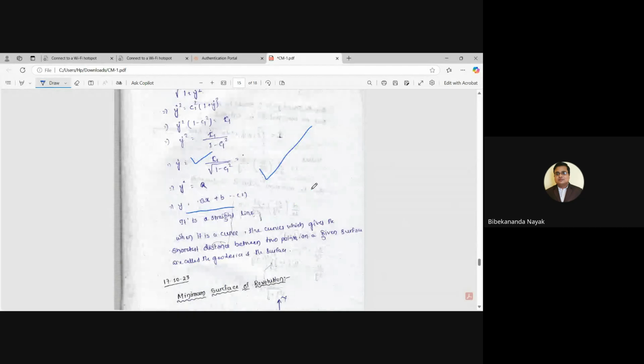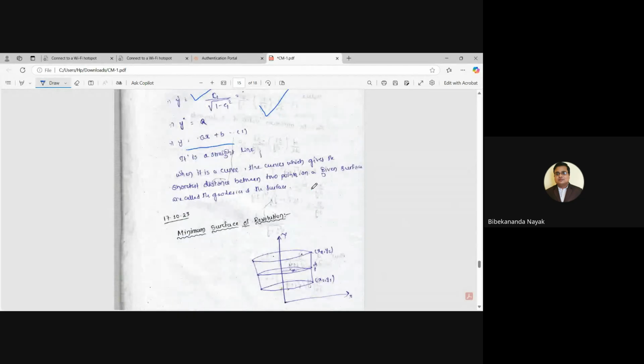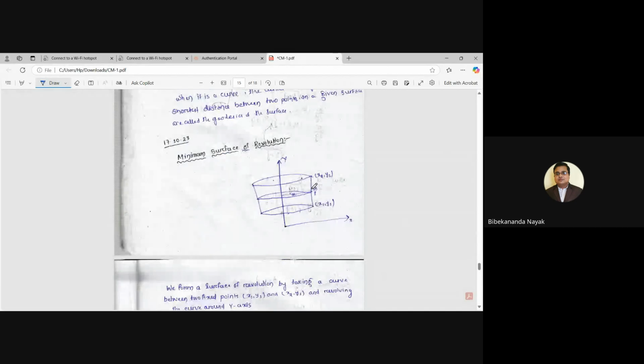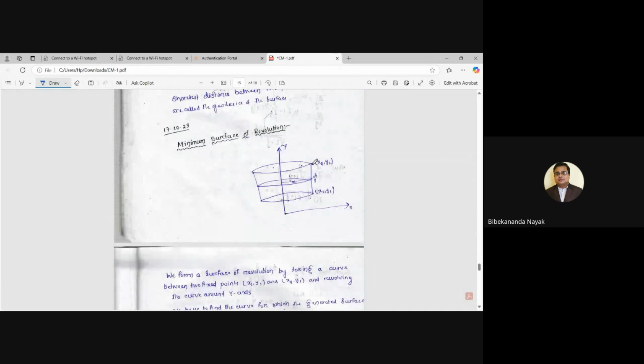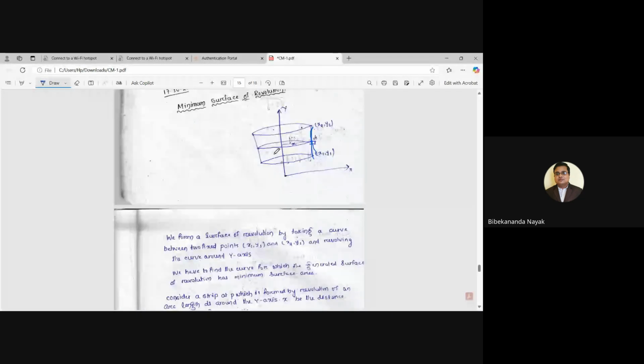Another is the minimum surface of revolution. We revolve a curve x to y2 around the y-axis to get a surface of revolution. We have to find the curve for which the revolved surface would be minimum. Okay, it is another problem.